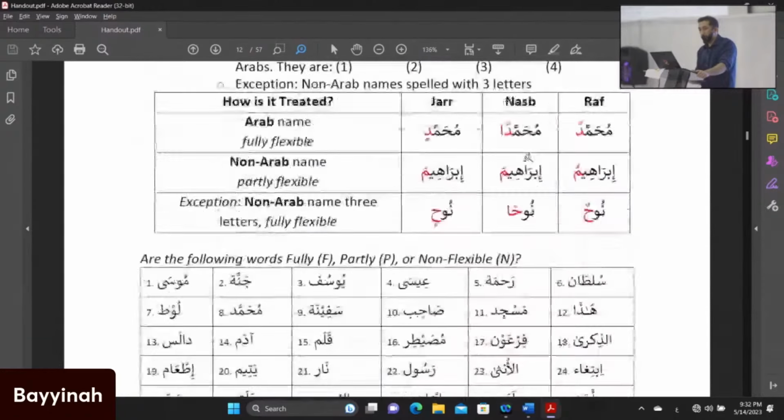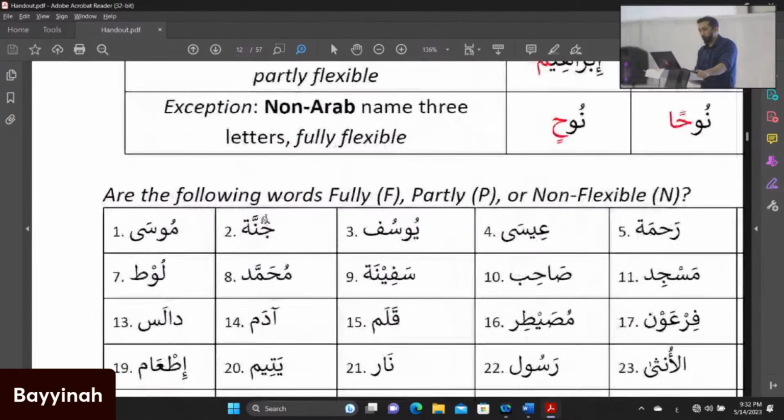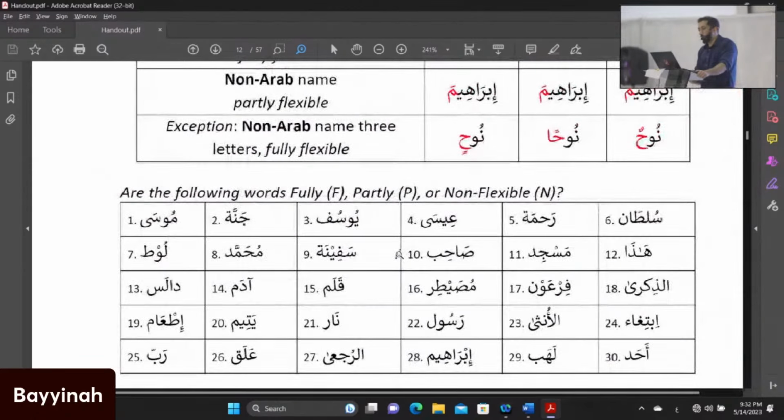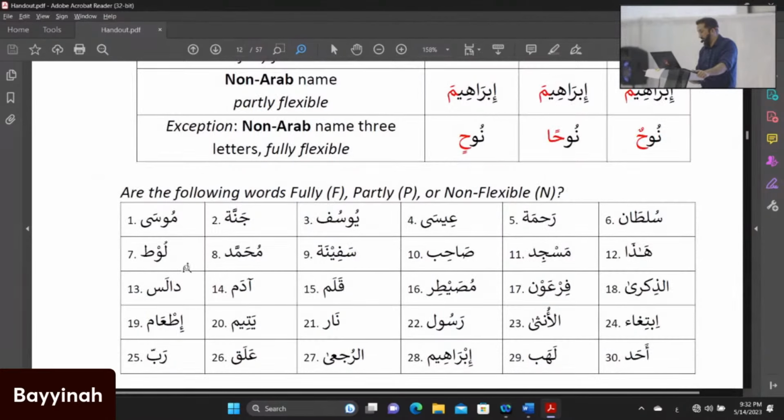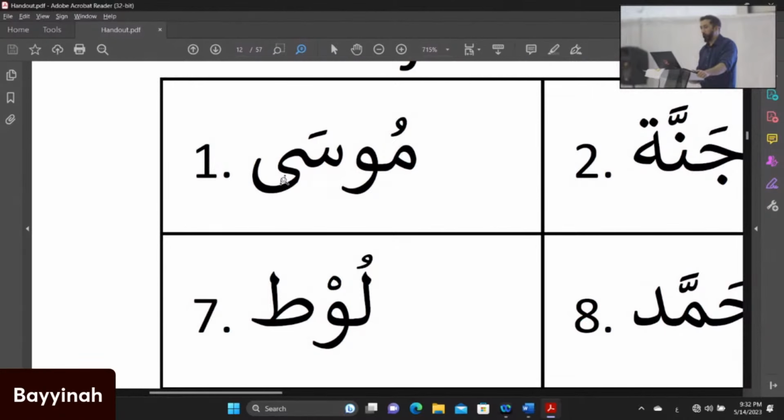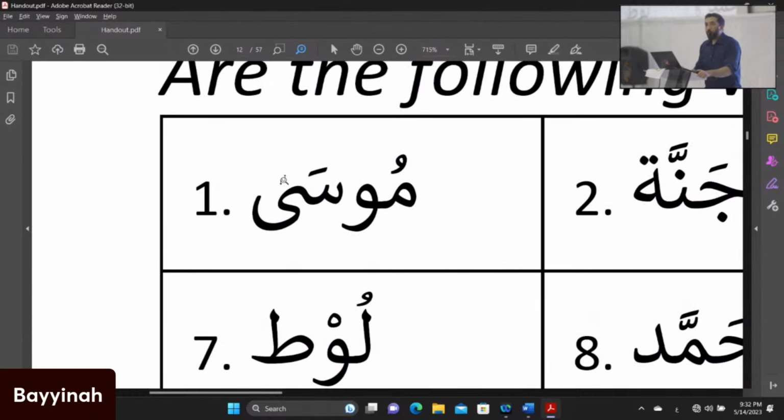Okay, let's do this. Are the following words fully flexible, partly flexible, or non-flexible? Let's do this exercise together. Number 1, Musa. Can somebody explain why this is non-flexible? You're right, it is non-flexible. No, non-Arab names are partly flexible. You said non-flexible. It ends with alif, which means the only way you can say it is what? Musa. There's no other way to say it. So Musa, Musa, Musa. That's why it's non-flexible.